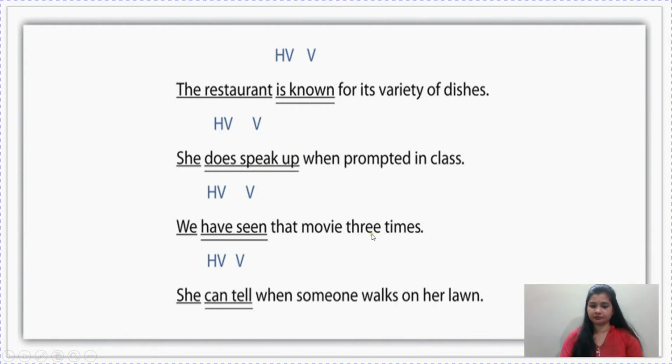We have seen that movie 3 times. So, again, have is the helping verb and seen is the verb. She can tell when someone walks on her lawn. So can is the helping verb and tell is the verb. So children, we need helping verbs also to frame a sentence.